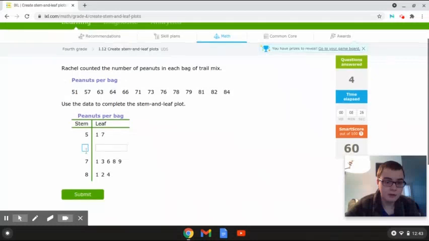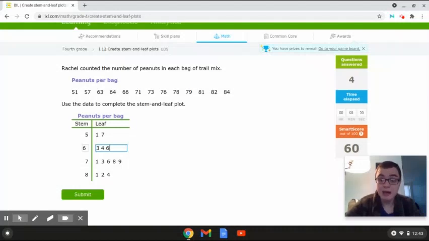Okay, so for this stem, this is going to be the 60, so it's going to be 6 for the stem, and we are given a couple numbers to fill in for this leaf. So we have the number 63, 64, and 66. And the last 2 are done for us. So this is the completed stem and leaf plot for the peanuts per bag. And that is how to solve this problem.